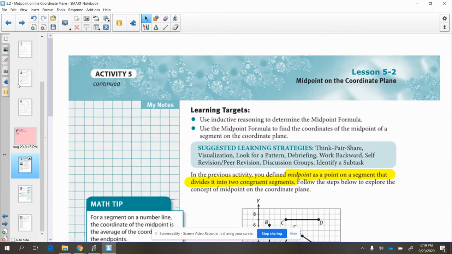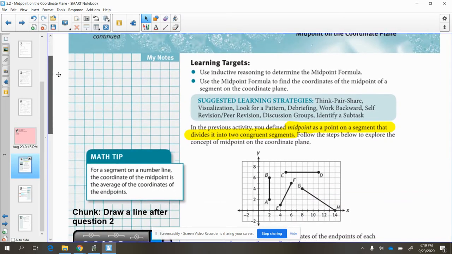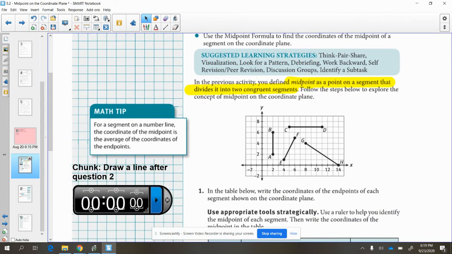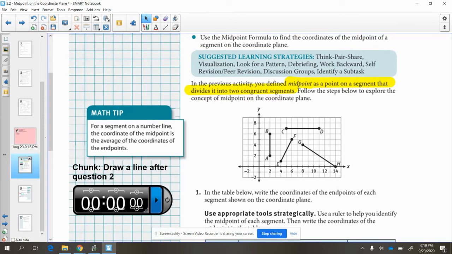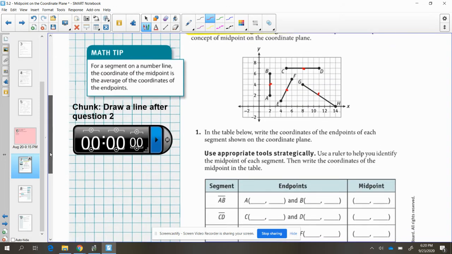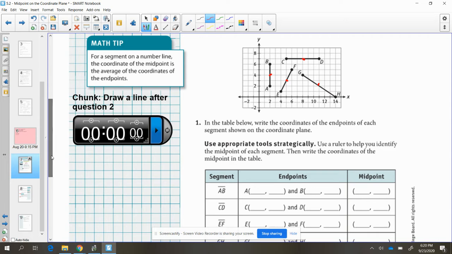So the midpoint, we've talked a lot about before already, and it's a point on a segment that divides it into two congruent segments. Now, if we look at the picture here, we have a bunch of segments, and visually speaking, especially since they're already graphed for us, we could plot a pretty good estimate of where the midpoints of each of these segments lie. Now, we can also look at this to see if there's a pattern that could help us officially determine the midpoint.